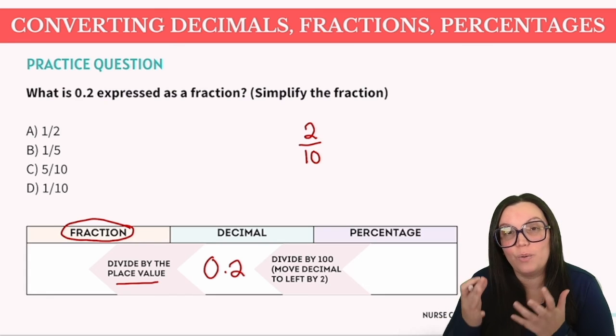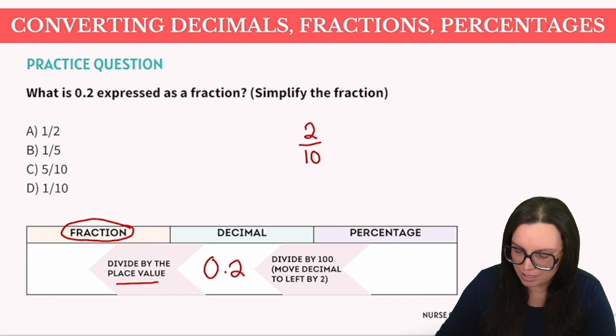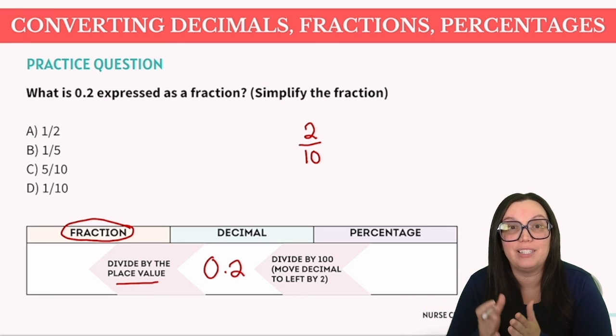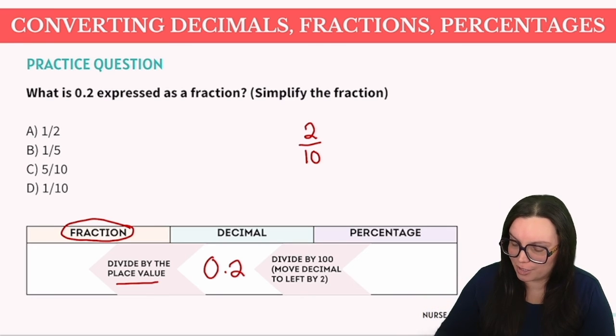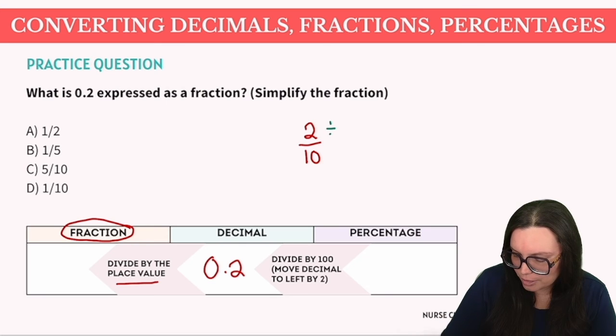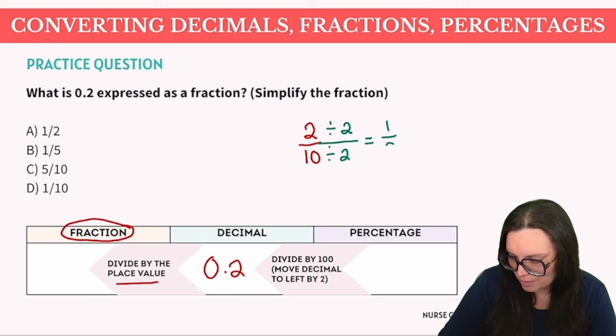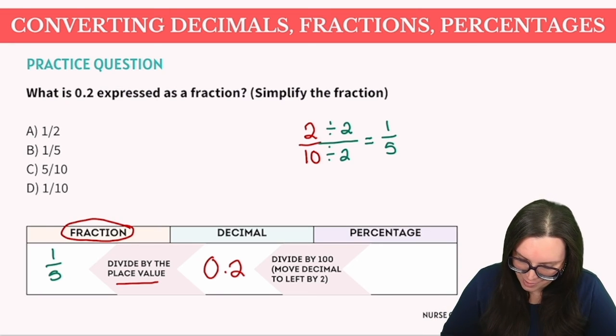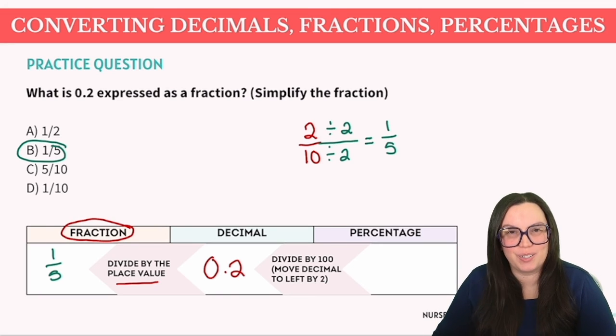But again, we have to simplify our fraction. So in order to do so, we need to find the most common number that can be divided in our numerator and our denominator. That common number is going to be 2. So we're going to divide both sides of our fraction by 2, and that's going to give us 1/5. Do we have an answer that's 1/5? We do. The correct answer for this equation is going to be B, 1/5.